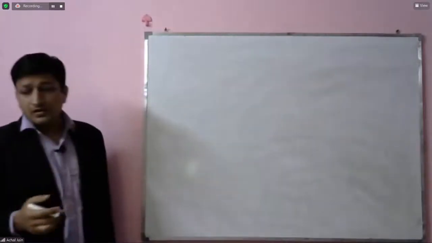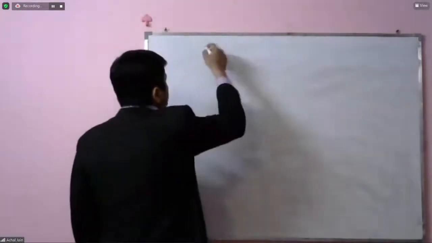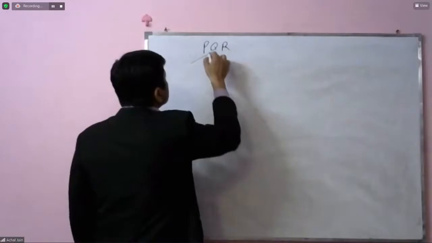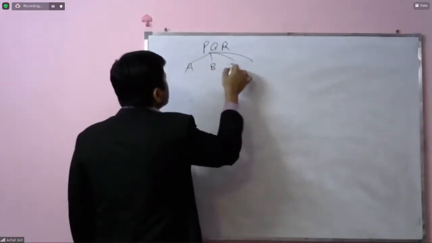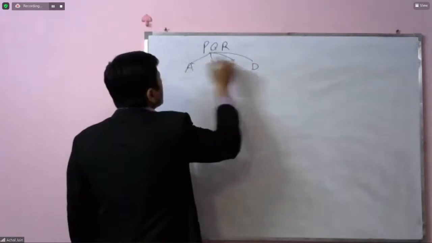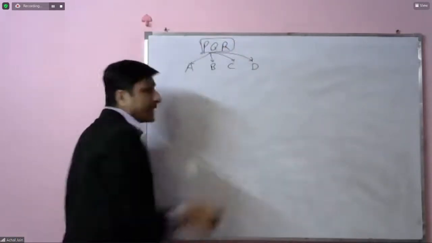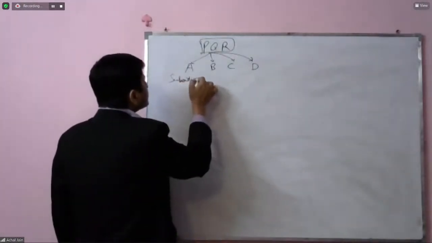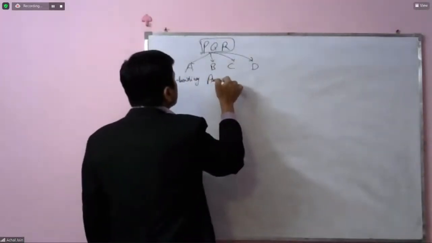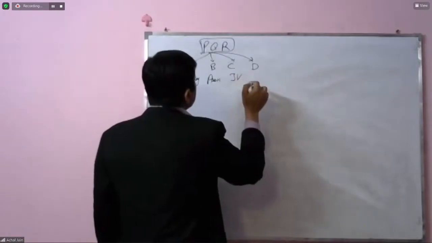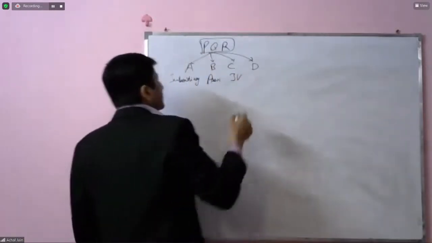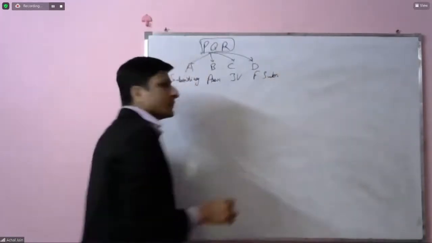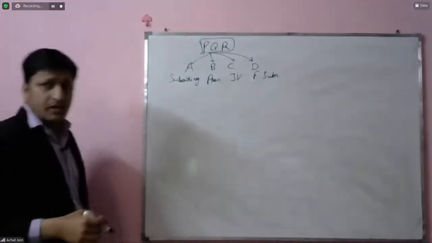Let's suppose there's a group having say 4 components: A, B, C, D. PQR is the parent. Say A is a subsidiary, B is an associate, C is a JV, and let's suppose D is a foreign subsidiary in a foreign company.